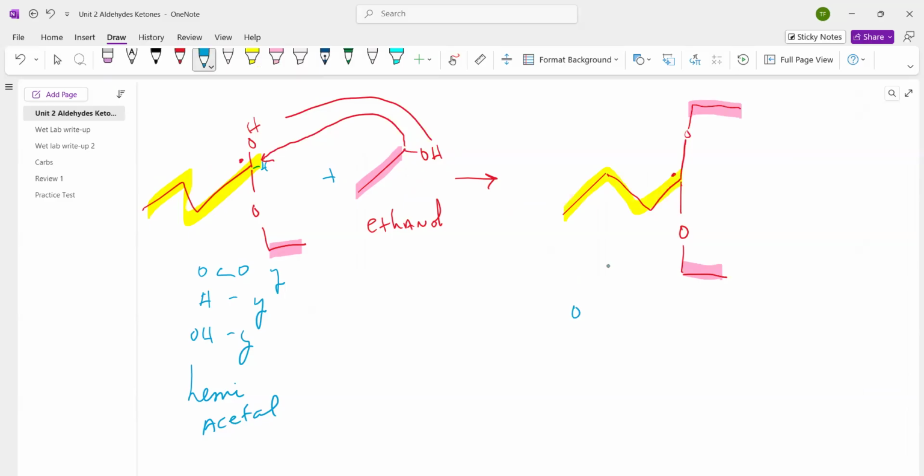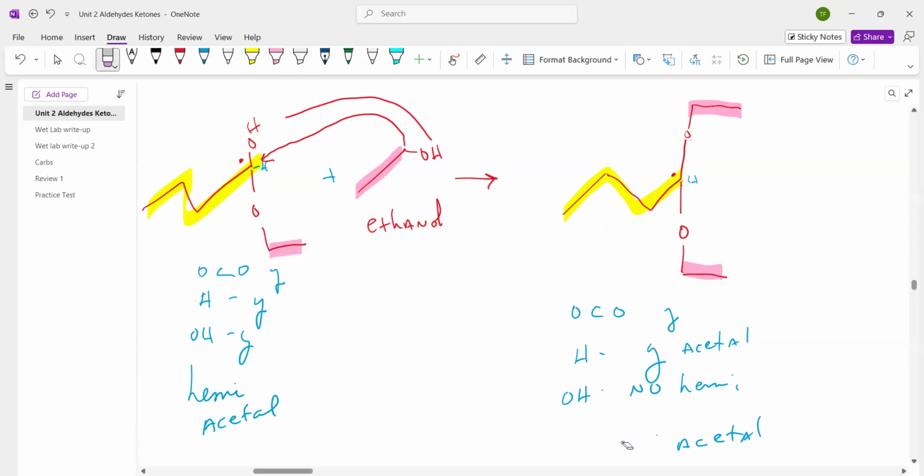So let's do a test. OCO. We have OCO. So that's a yes. We have H present on the anomeric carbon. Yes, there's an H there. And do we have OH? No. So this is going to be no hemi. And H means it's an acetal. So this is a hemi acetal. Oops, excuse me. It's a plain acetal. No hemi.